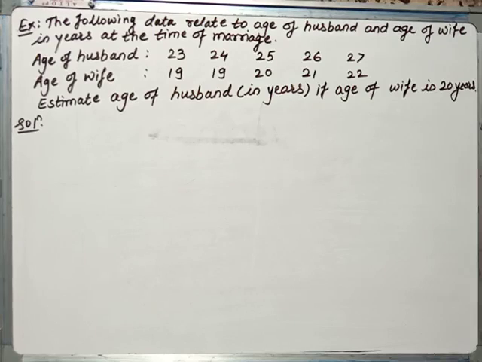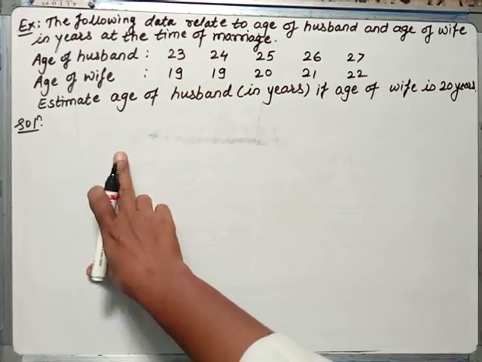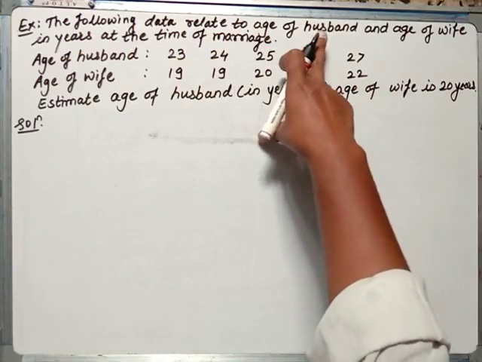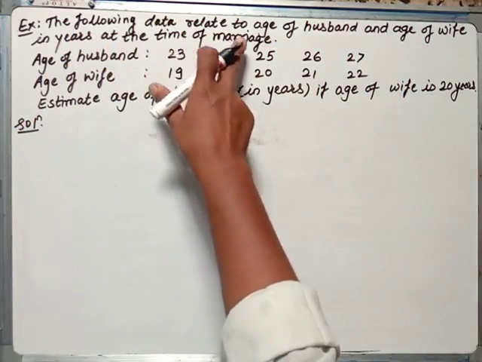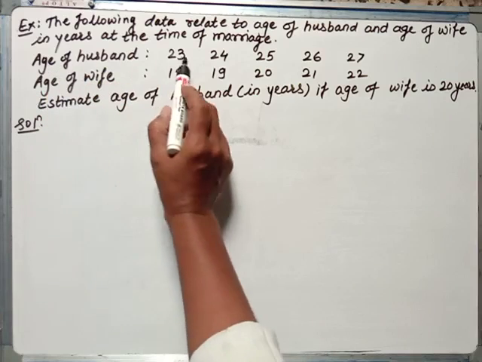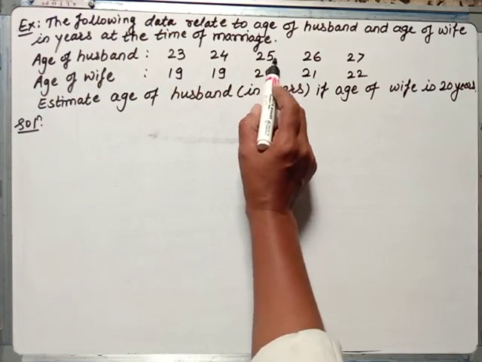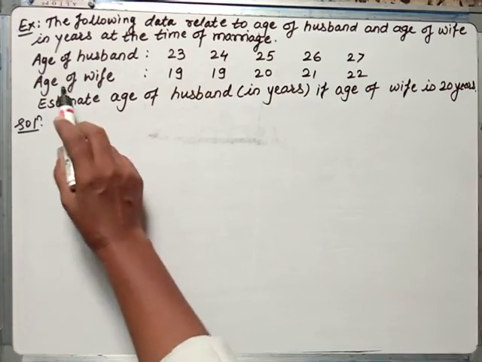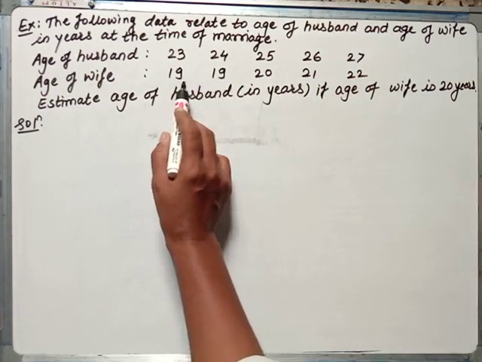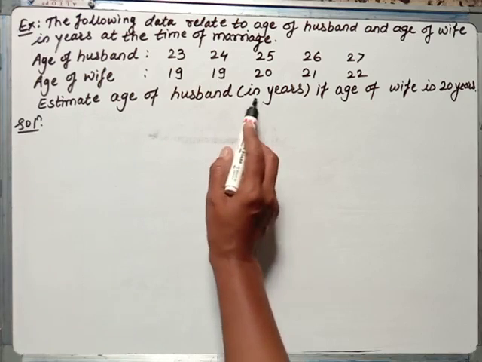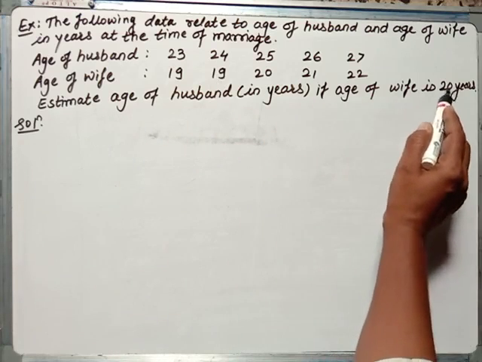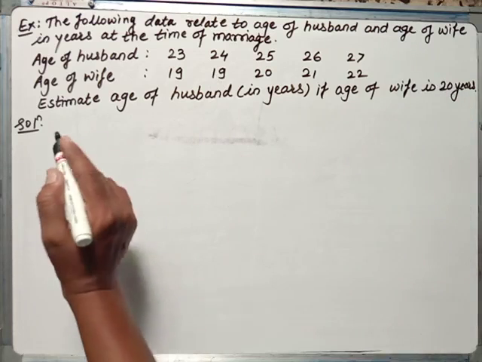Now let's solve a few examples. So let me take this example first. The following data relate to the age of husband and age of wife in years at the time of marriage. Age of husband is given to us: 23, 24, 25, 26, 27, and age of wife: 19, 19, 20, 21, 22. Estimate the age of husband in years if the age of wife is 20 years.